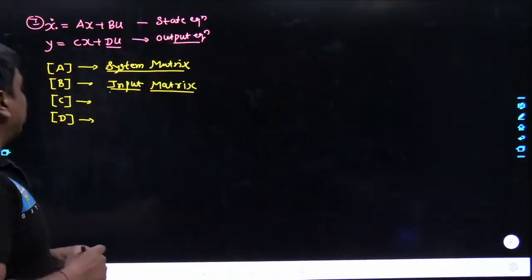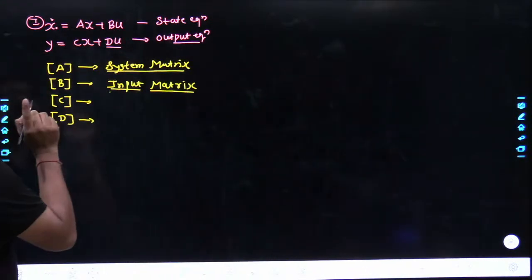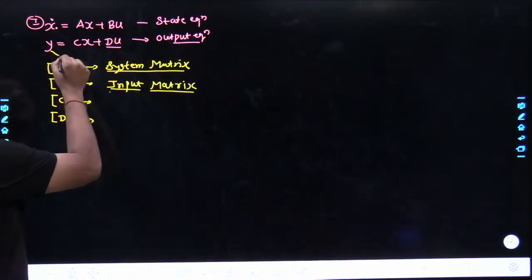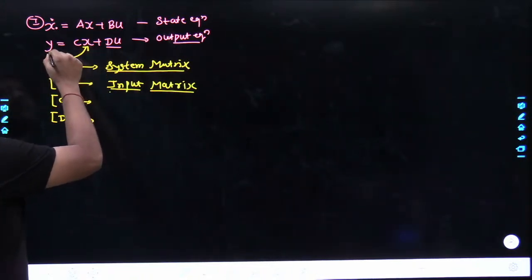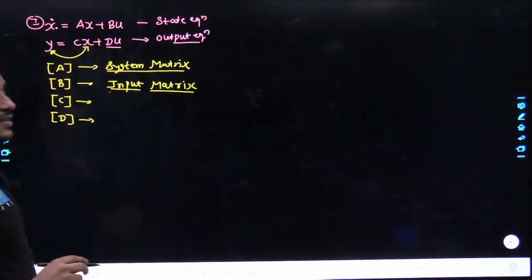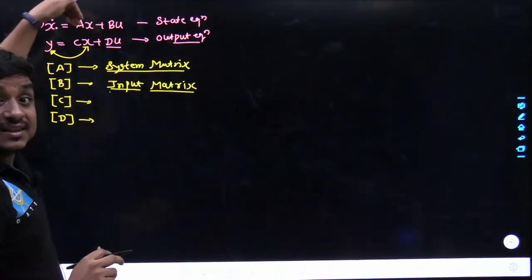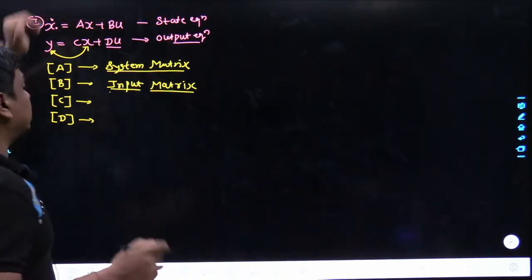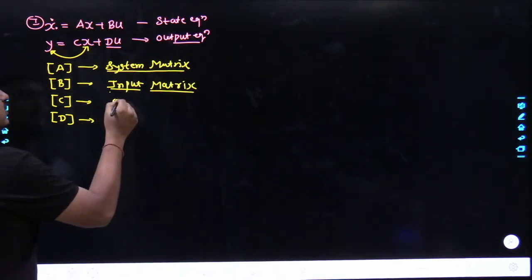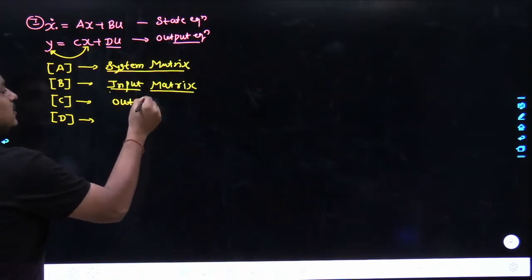Agreed? Similarly, if we go ahead with the matrix C, you can see very well here y is getting connected with the x. That means output is going to be decided by the different state variables which are present within the system, and hence it's called the output matrix, which we have seen earlier.